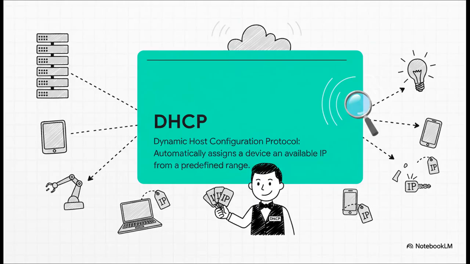So this whole automatic hands-off system is run by a protocol called DHCP. You can think of it as the super efficient concierge for your network. As new devices show up, DHCP is there to greet them and hand out a unique temporary room key, or IP address, making sure nobody gets the same one and everything just works.